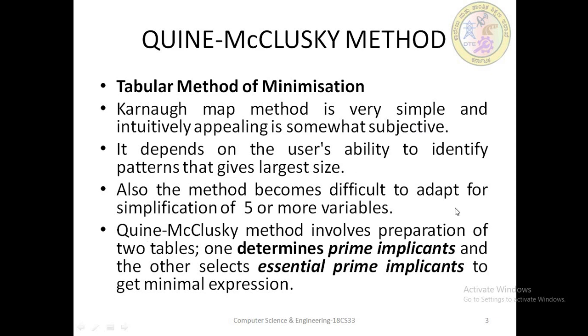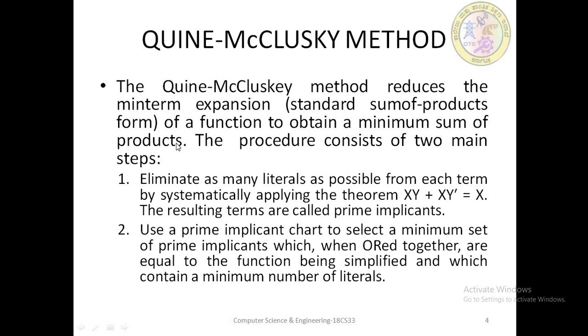The Quine-McCluskey method involves the preparation of two tables, determines the prime implicants, and then selects the essential prime implicants. The Quine-McCluskey method reduces the min-term expansion of a function to obtain the minimum sum of products. Our focus should always be to get the min-terms whenever the expressions are given. The procedure consists of two main steps, so we need to focus on it.